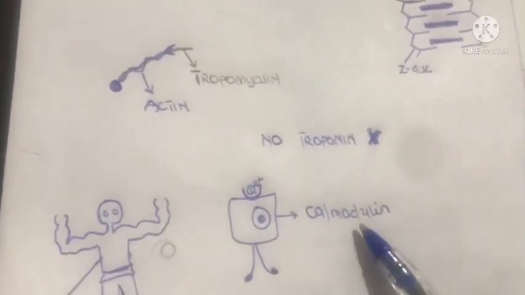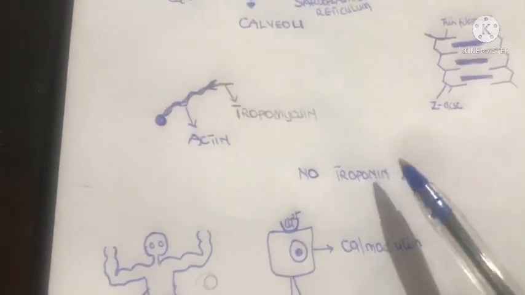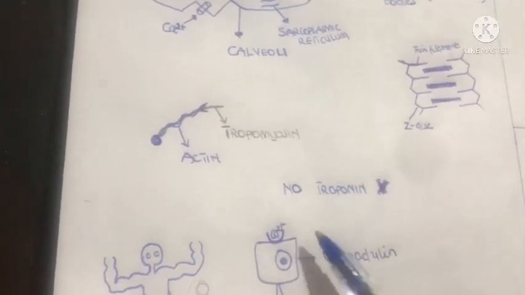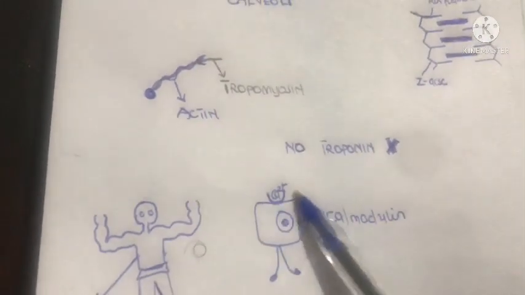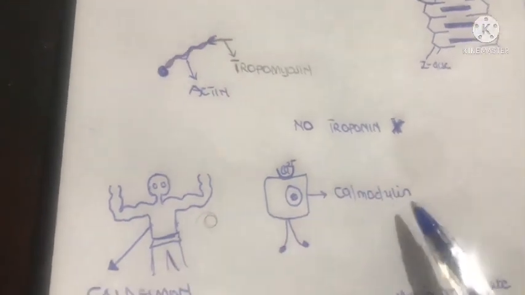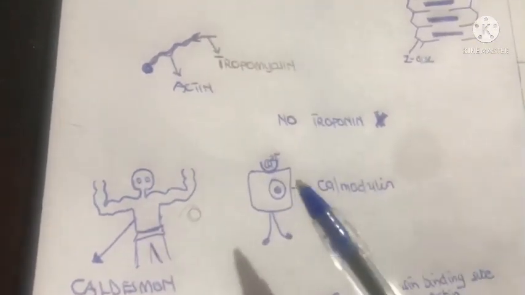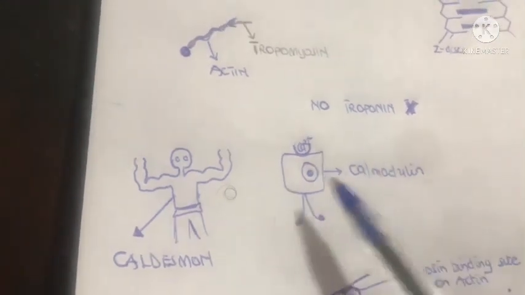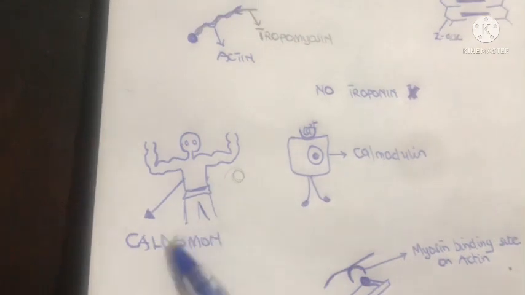But in the smooth muscle, we have this calmodulin, and that is where the calcium flowing into the cell will bind. So the calmodulin has this calcium binding site. The calcium will bind to that part, and they form a calcium calmodulin complex. And what does this calcium calmodulin complex do? What they do is that this calcium calmodulin complex will go and activate this desmon.